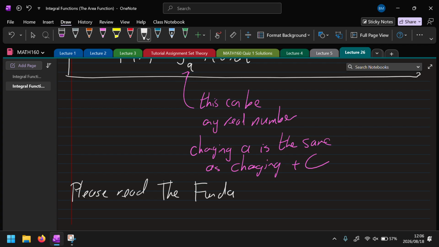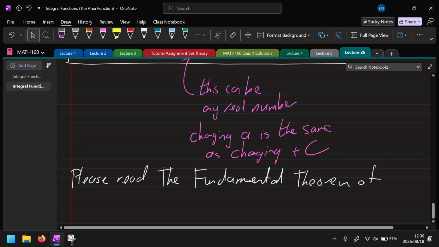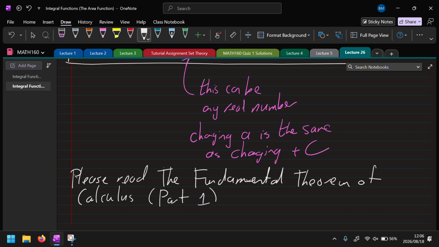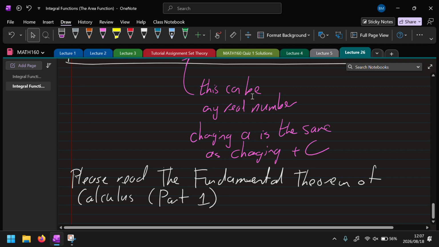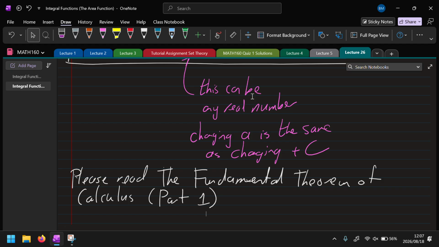The fundamental theorem of calculus, part 1. Part 2 we will cover in the following weeks. Any questions? All good.